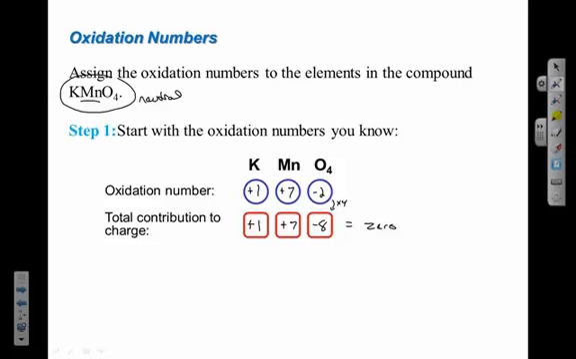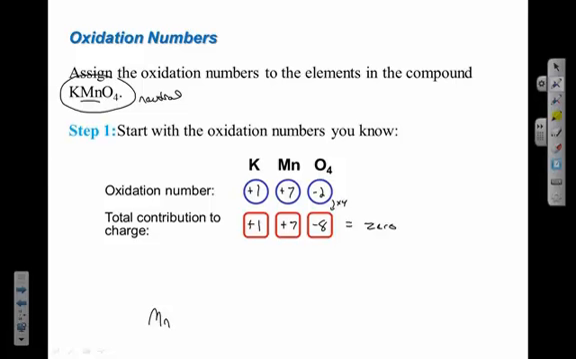Questions about that one? What's the oxidation number for manganese? In this molecule, it's +7.